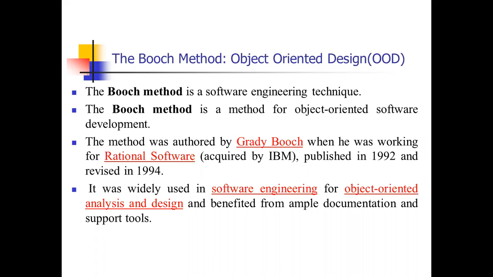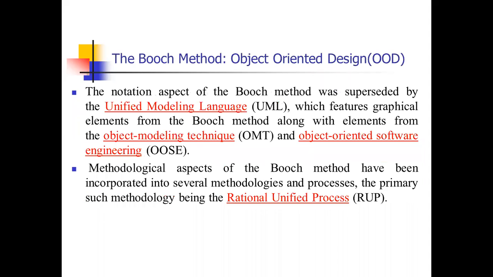The Booch method has a large set of symbols. Most of the symbols are not very useful at the analysis phase, but they are able to document the object oriented code. There are a lot of symbols for the Booch method. The notation aspect of the Booch method was superseded by the Unified Modeling Language, that is UML, which features graphical elements from the Booch method along with elements from the object modeling technique, that is OMT, and object oriented software engineering.